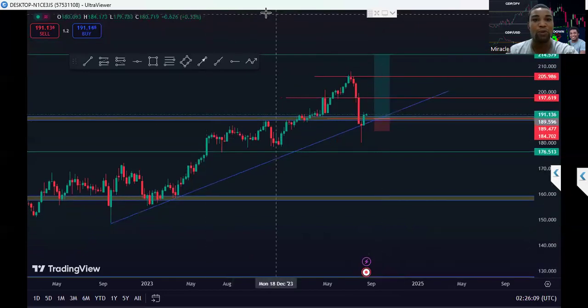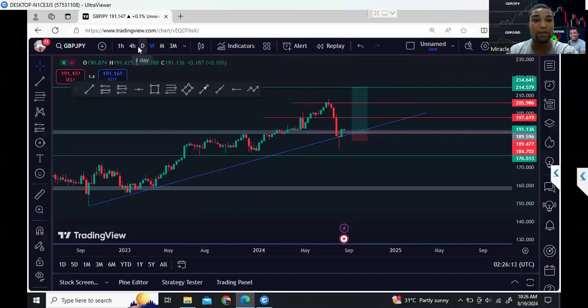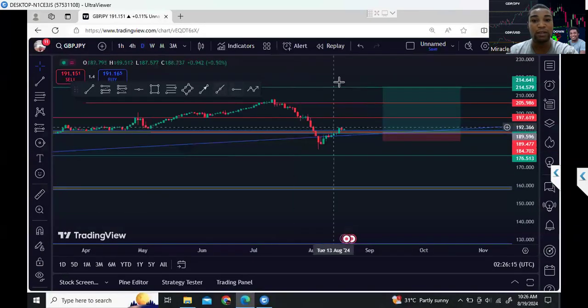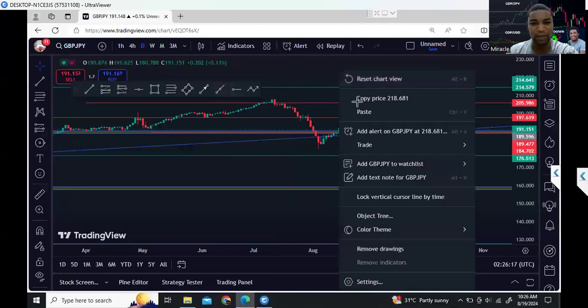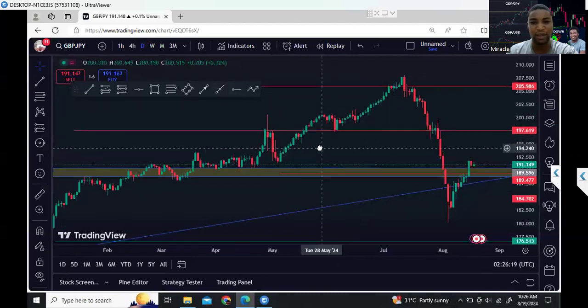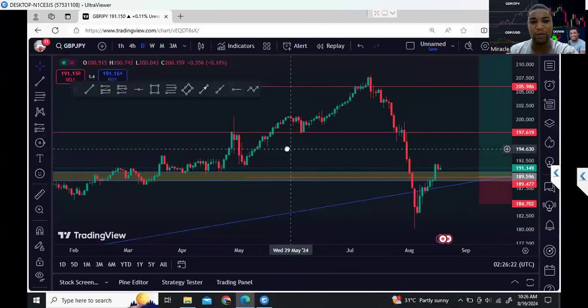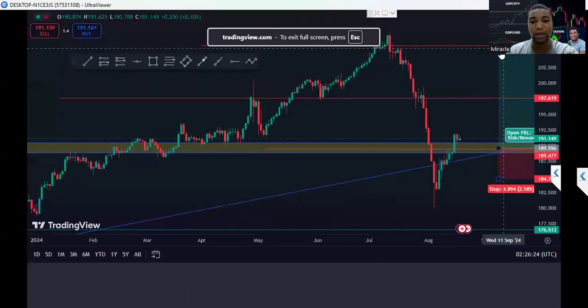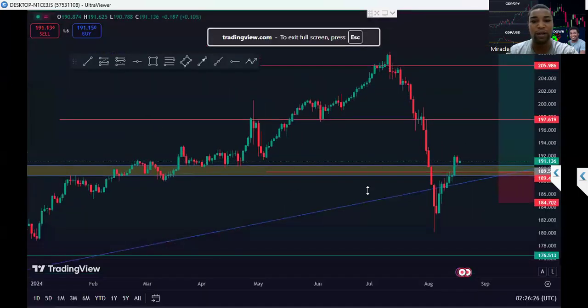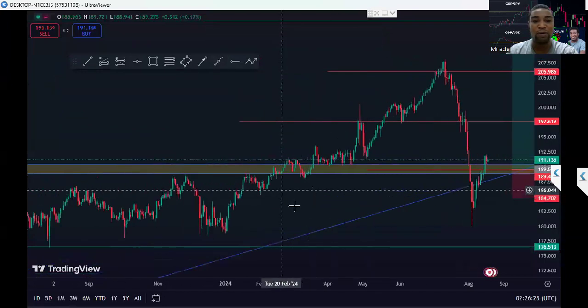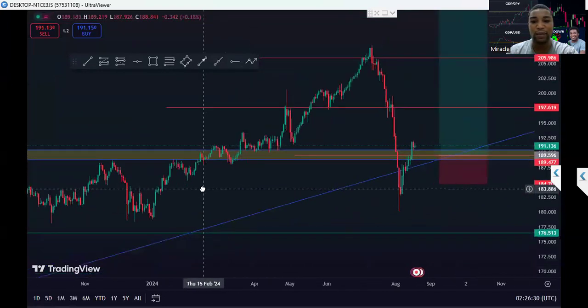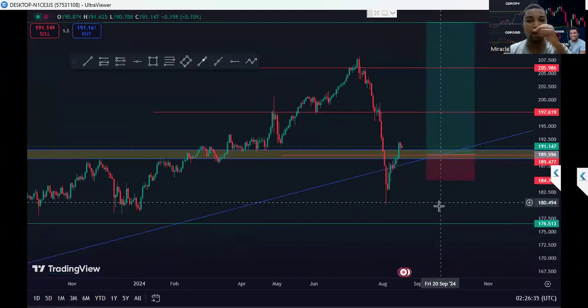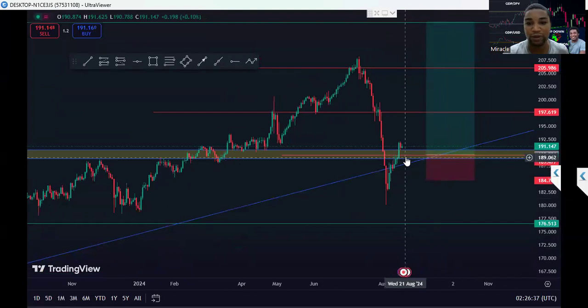So if I scale down to the daily time frame and the 4-hour time frame, I'm only looking at how to enter the market. These areas are where I look for how I'm potentially going to enter the market. And how am I going to enter the market here? I'm going to put my entrance level around the daily demand zone. This is a daily demand zone.